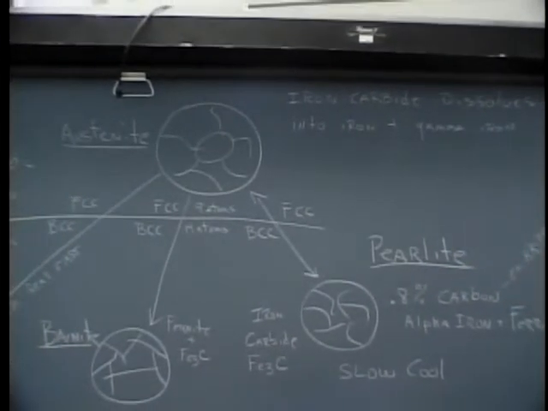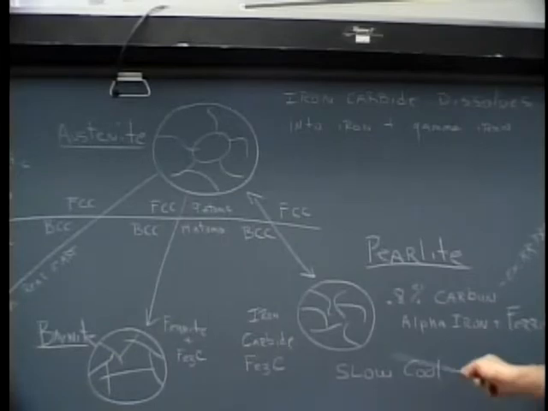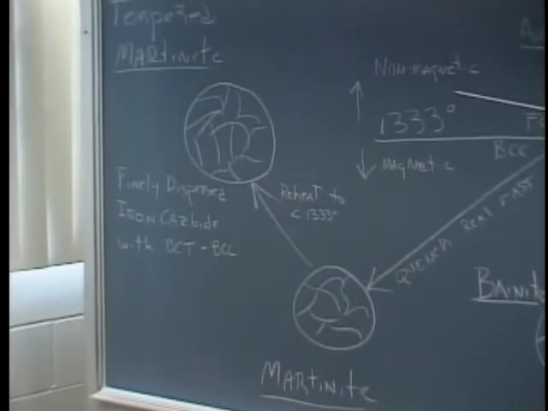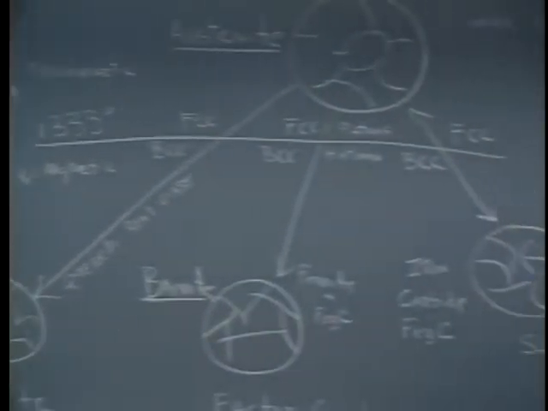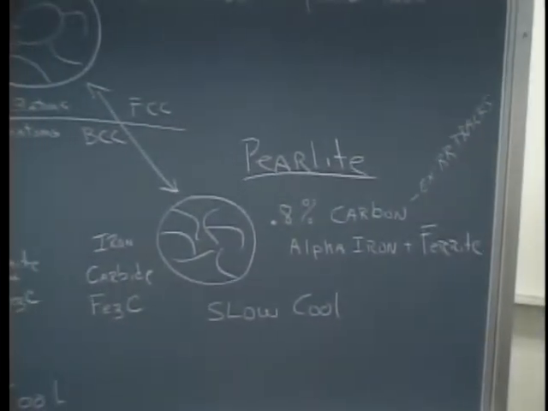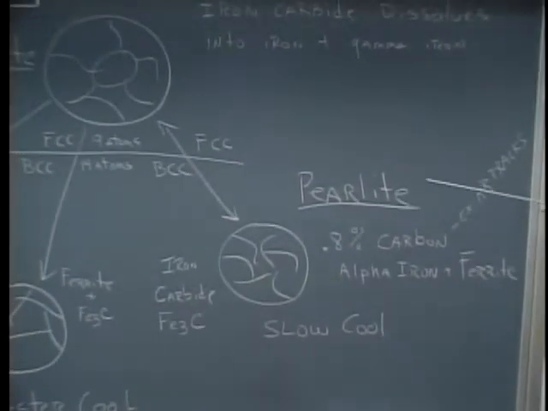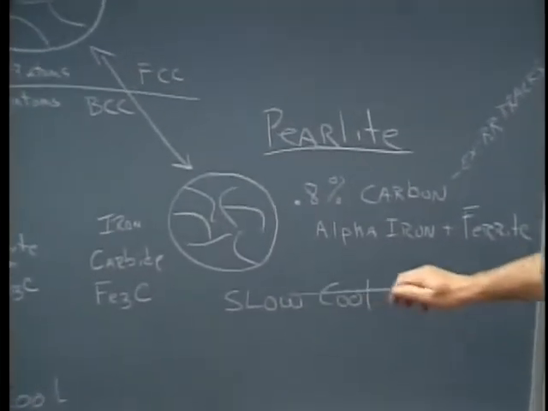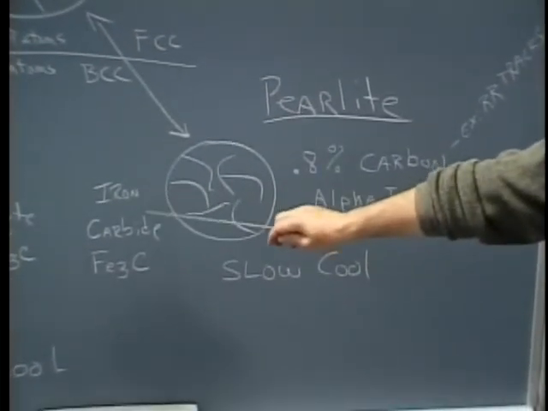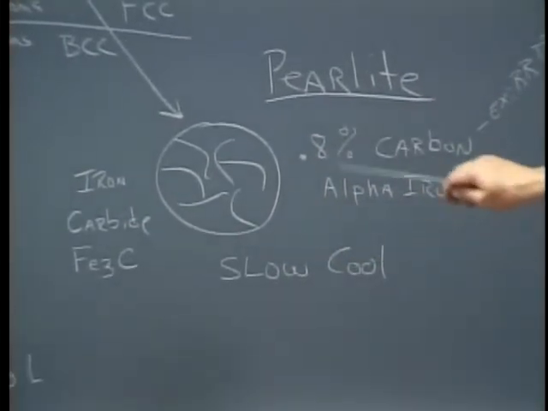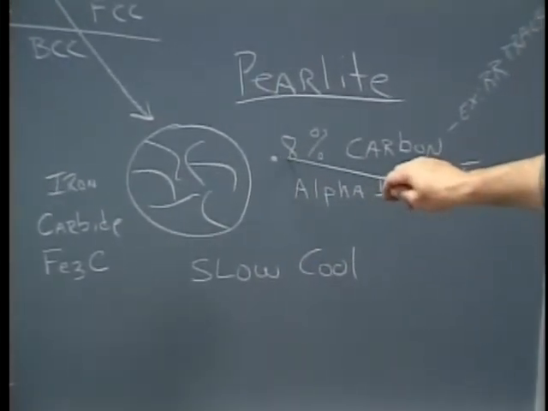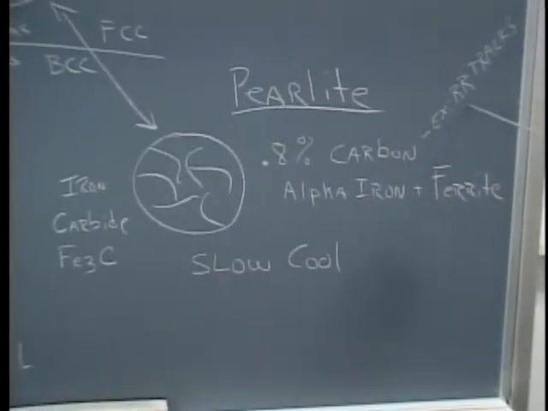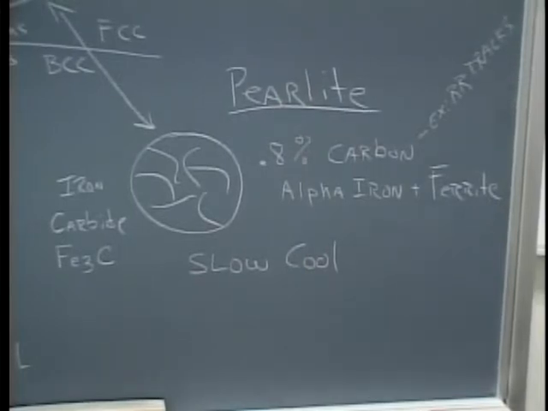Depending on how we cool it off, we can get all these different arrangements. We can get pearlite, we can get bainite, we can get martensite, or we can get tempered martensite over there on the end. So let's start here with pearlite. So we're at 1,333 degrees. In order to get pearlite, we're going to slow cool it. And we're going to have iron carbide formed. And our example here is based on the eutectoid steels of 0.8% that are in your book. And my example was of railroad ties or railroad tracks. That is a eutectoid steel.